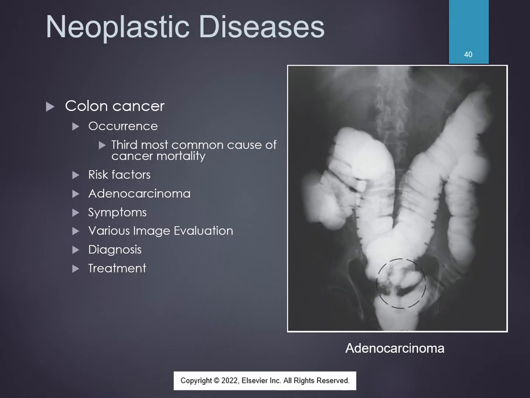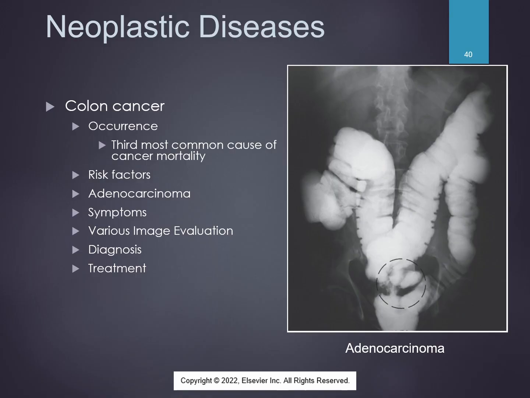Lesions on the right may produce no symptoms early on, often becoming quite large, ulcerating and even bleeding without other significant symptoms. Lesions on the left present more with obstructions and bleeding. There are various imaging evaluations that can be used for colon cancer. Double contrast barium enemas, CT colonography, colonoscopy, CT and MRI are all used to diagnose and stage colon cancer.